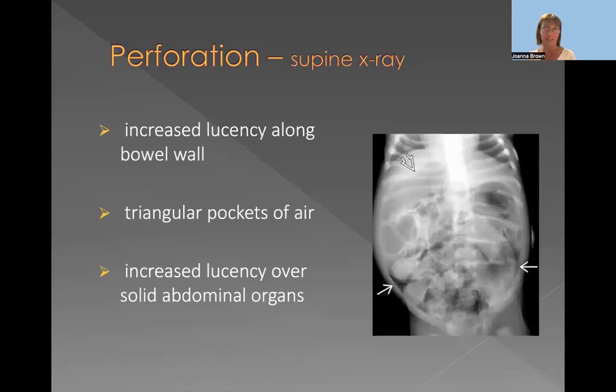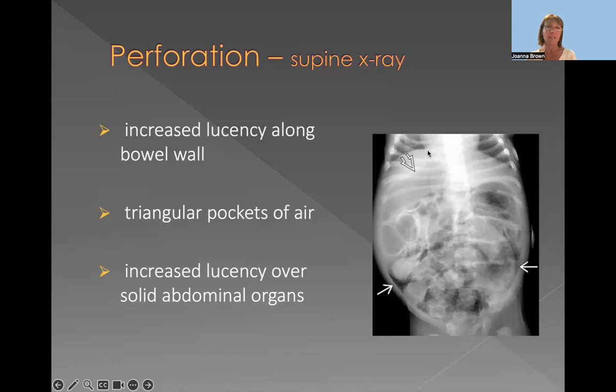When we have a supine X-ray, the signs of perforation are a little bit more difficult. So we can have increased lucency along the bowel wall, and you can see here the loop of the bowel, and then a lucent area along the bowel wall, which is one of the signs of perforation. Then we have triangular pockets of air between the wall of the abdomen and the loops of the bowel, because this part, instead of normal tissue, will now be filled with fluid, or we have increased lucency over the solid abdominal organs.